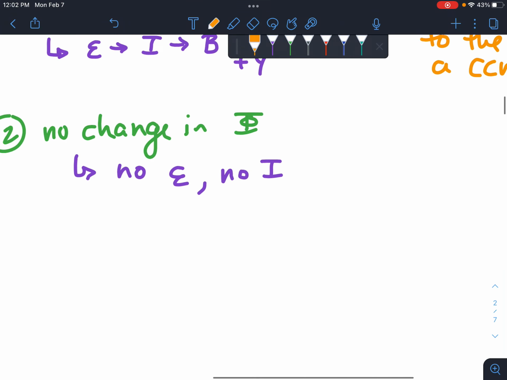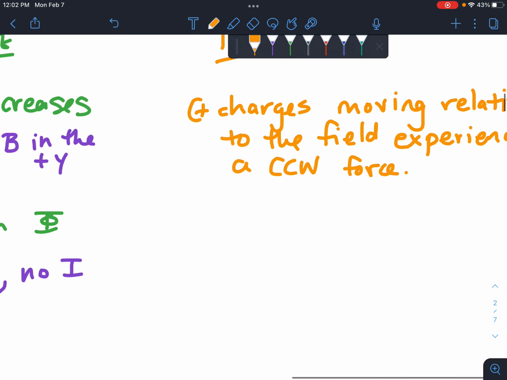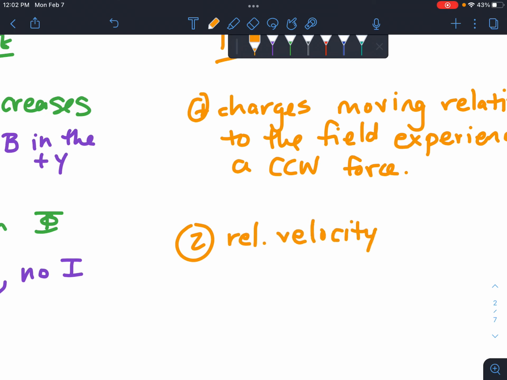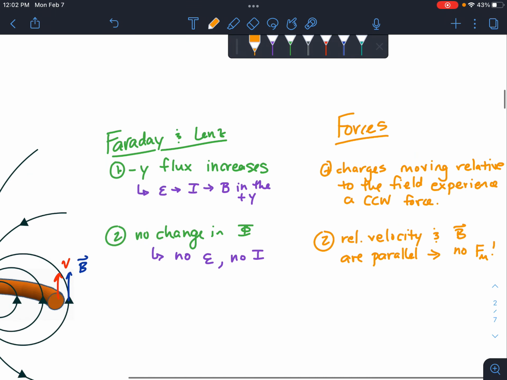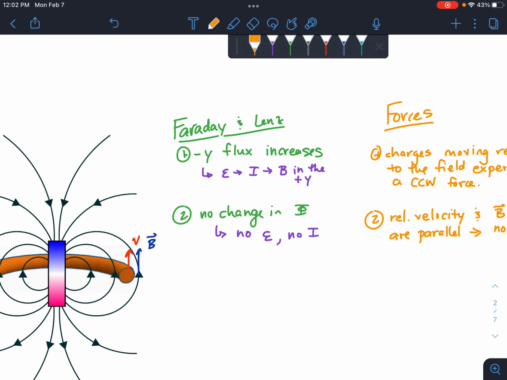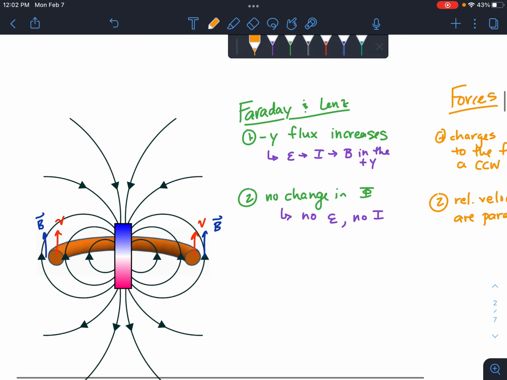Okay, so taking a look, this will be situation 1. Situation 2, the relative velocity and the magnetic field vector are parallel, which results in no magnetic force. Okay, no magnetic force there. So the same idea, looked at from two different perspectives.